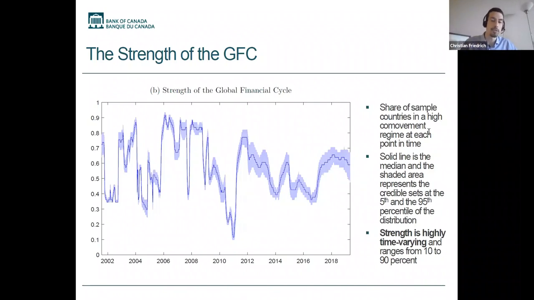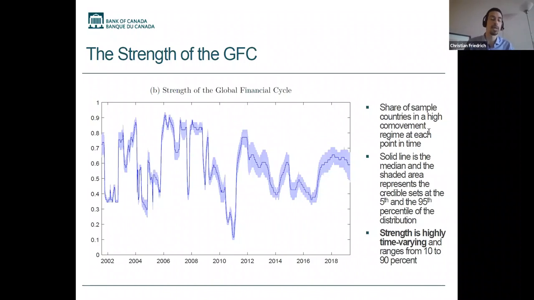And what we can see from this measure is that the strength measure is highly time-varying, and it's not constant as one would expect from previous approaches in the literature. It's highly time-varying. You can see in 2007, it reaches a point of almost one. And in 2011, the share is almost zero. So it's really this sensitivity to the global financial cycle, the strength measure is really time-varying.